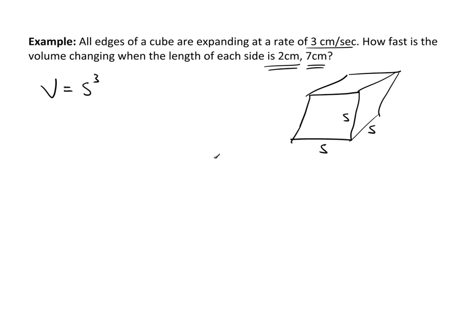So the edges of the cube are expanding at a rate of 3 centimeters per second. So this is telling me that ds/dt, which is the rate of change in the length of the side, which is the edges, with respect to time, equals 3 centimeters per second. It gave me the rate of change of the edges, S. So what I want is the rate of change of volume with respect to time.